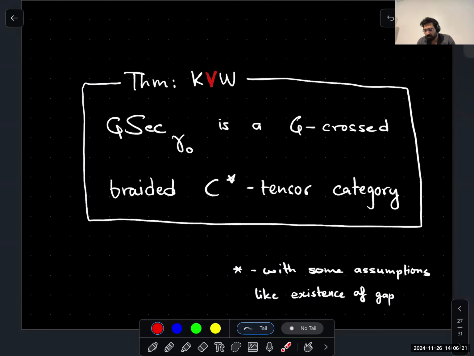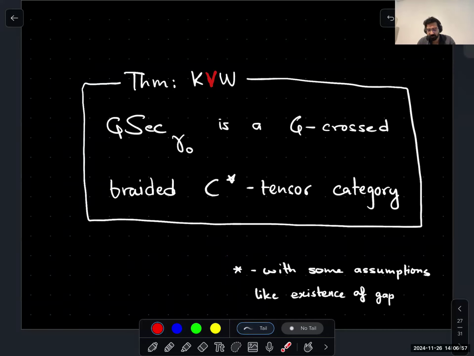Okay, good. So the final theorem for this talk is that you have some category, G sec gamma 0, which is the category of localized transportable endomorphisms, where localized means G localized, H localized for all group elements. This is actually a G crossed braided C star tensor category, and that's the theorem that we proved in our paper. And there are some assumptions like existence of a gap and so on.